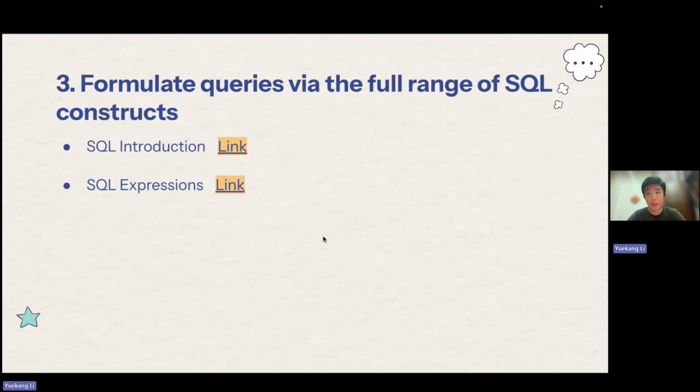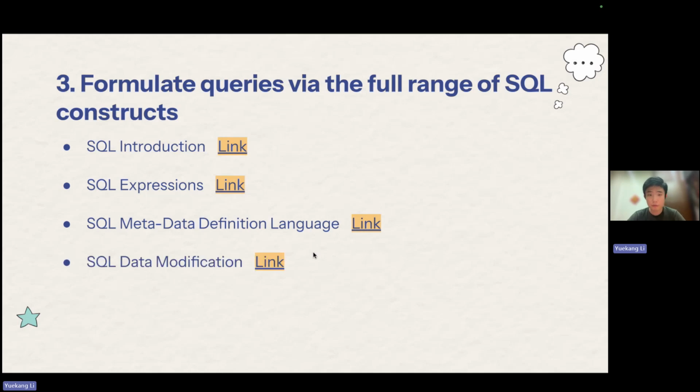And then we learned SQL expressions, which is also a basic element for SQL queries. And SQL is not only a query language, it is also a metadata definition language. It allows us to define tables. And here's the link for the slides covering the metadata definition language of SQL. And we also learned how to use SQL queries to modify data. We learned how to modify tables. We learned how to modify table contents.